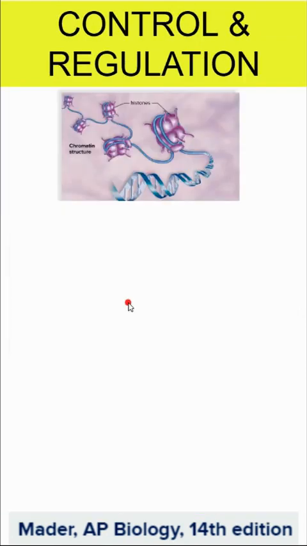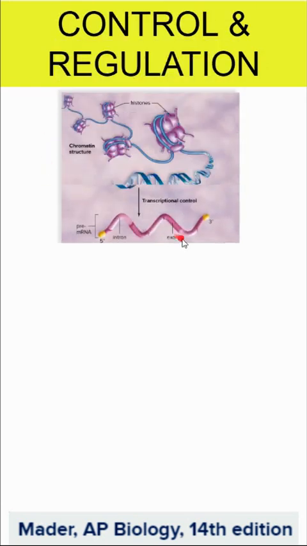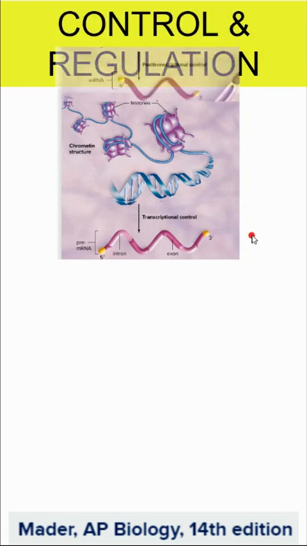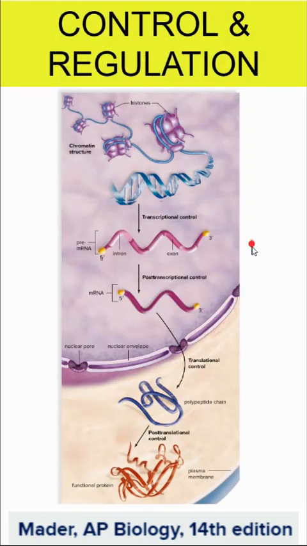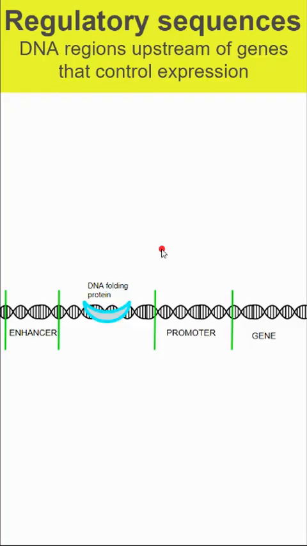So again, going back to control and regulation, we just got done with the regulation at the chromatin structure. There's also, again, transcriptional control, post-transcriptional control, translational control, and post-translational control. So now we're going to focus on the transcriptional control. And transcriptional control gets down to regulatory sequences. So you have the actual code for the protein as the gene, but upstream we have promoters and enhancer regions that are also going to be considered regulatory DNA sequences that control expression.